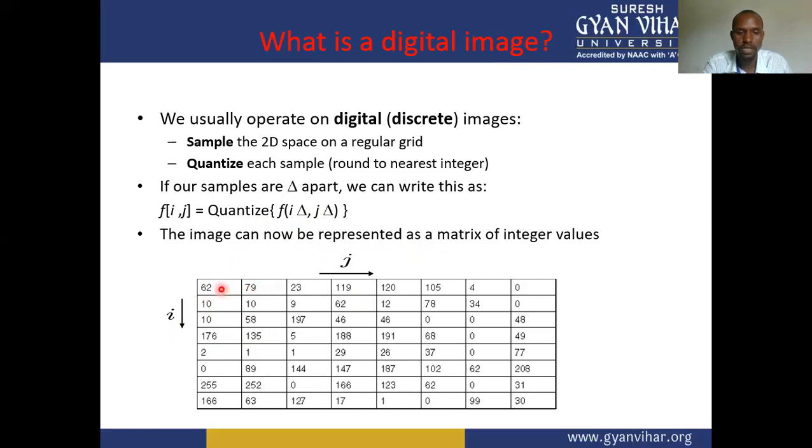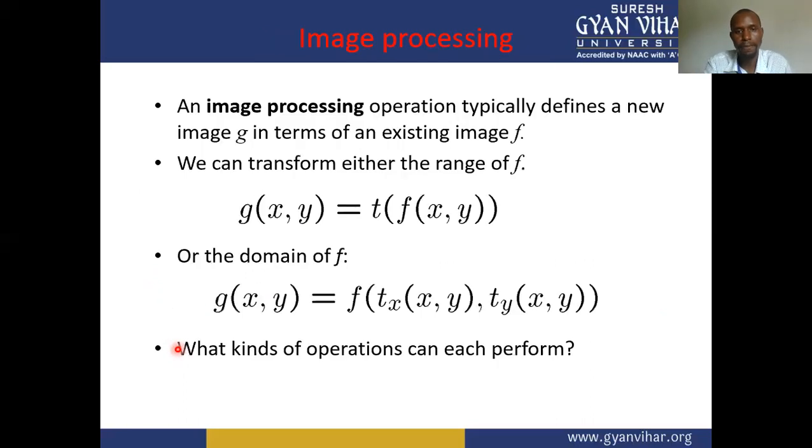As we move from 62 to 79, that is a change in j. As we move from 79 to 23, that is a negative change. Then further, that is a positive. As we keep on moving to the last end, this image can be represented on a grid. Similarly, the same thing occurs on the other axis, that is i.